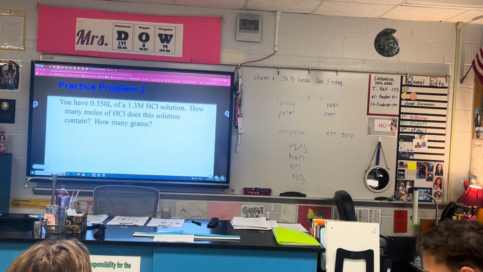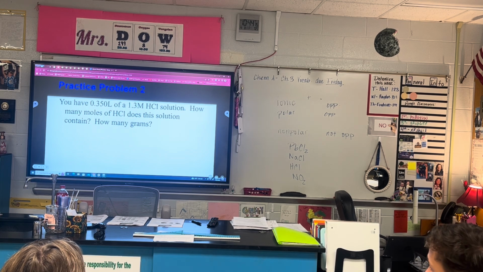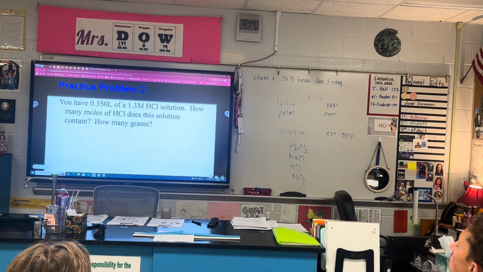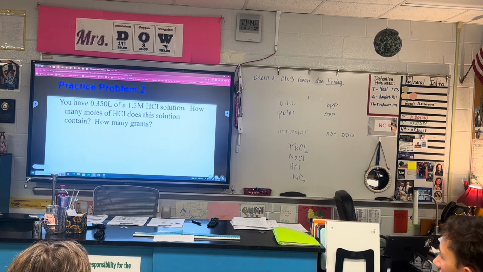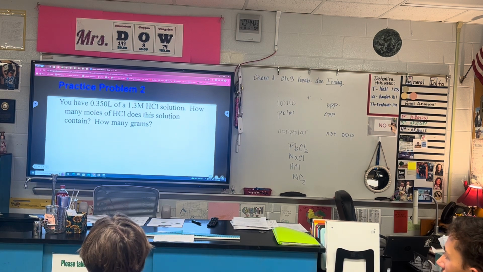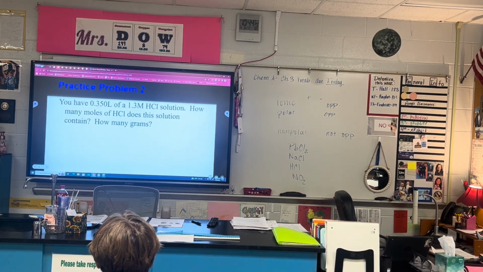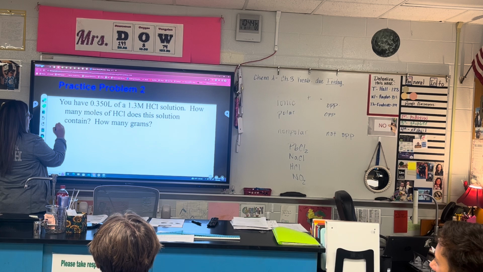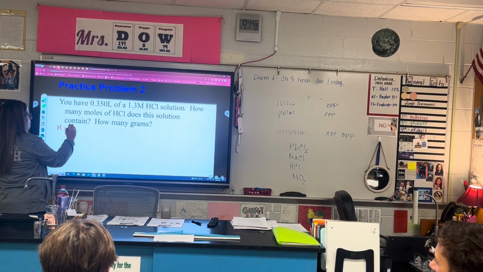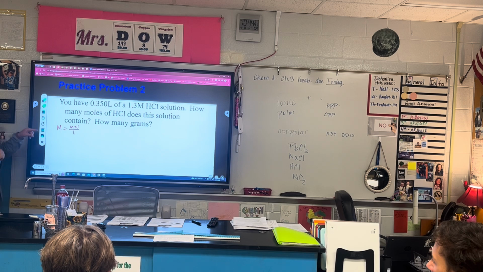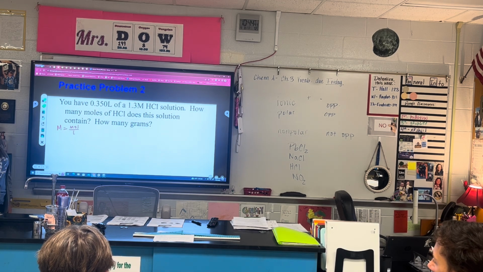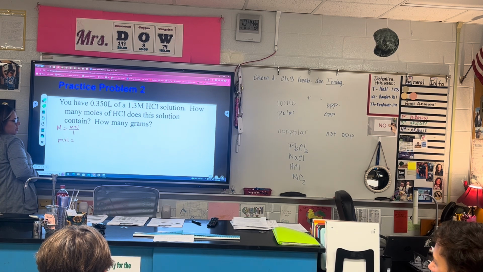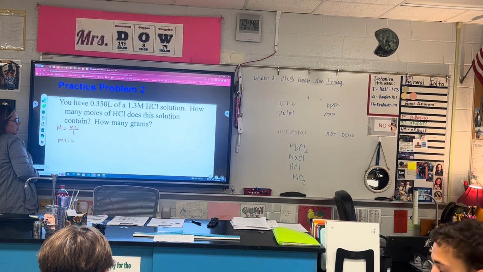Alright, so this time it's a little different. It says, you have 0.35 liters of a 1.3 molar hydrochloric acid solution. How many moles of HCl does this solution contain and how many grams? Think about it. Your equation is molarity equals moles over liters. So if I want to find moles, what's my formula? Moles equals capital M times liters.